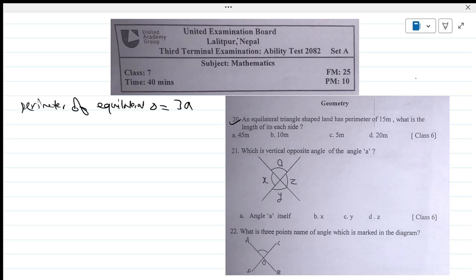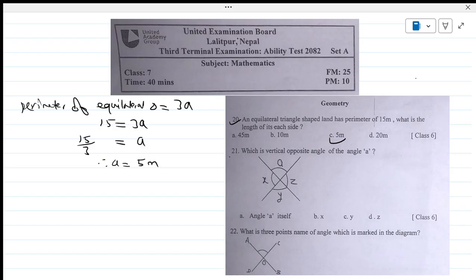It's a plus a plus a, and it's given 15 meter, so 15 equal to 3a, so a will become here 15 divided by 3, 3 being multiplied with a, so it will come down for dividing, so we get here value of a equal to 5 meter. So it's here in option C.